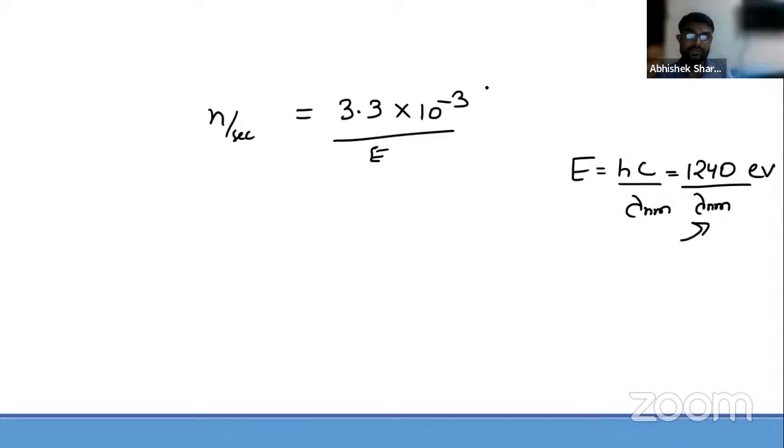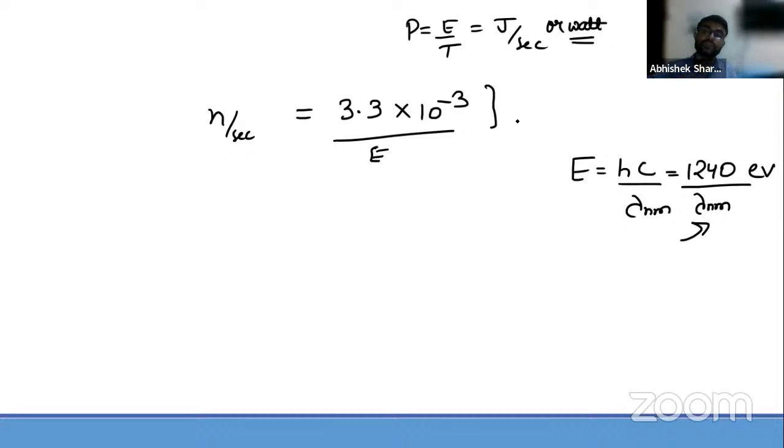But we know watt is what? Power is basically rate of doing work, energy per second or per time. Joules per second is power, or the direct unit which I'm using is watt. So simple, it's in joules. So we'll convert this electron volt into joules. So this will be the answer.